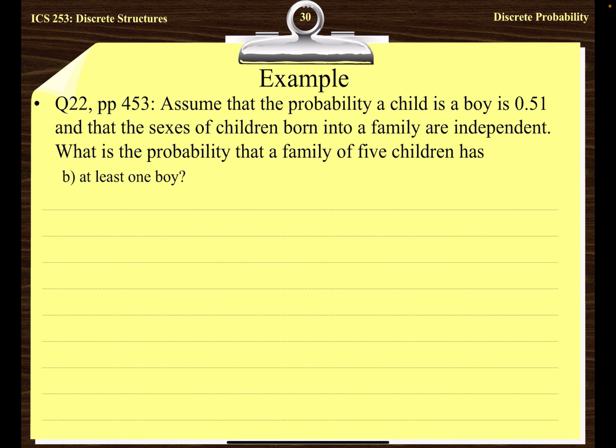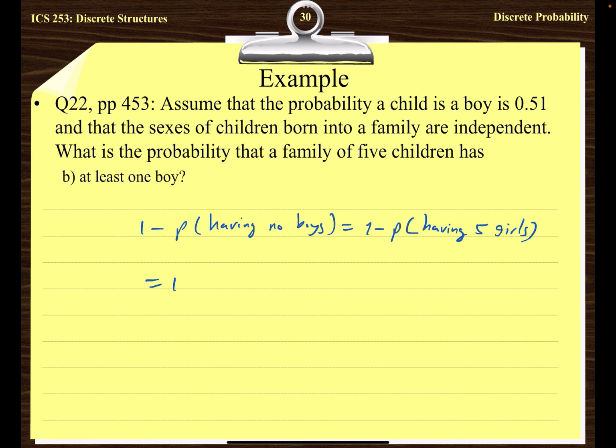Exactly. 1 minus probability of no boys. Of course, you could have done it the other way, but that will be the hard way and the long way and the way where you might make a mistake. But the best way for at least one boy is 1 minus probability of having no boys. Or, let's make it positive. 1 minus probability of having how many girls? 5 girls.